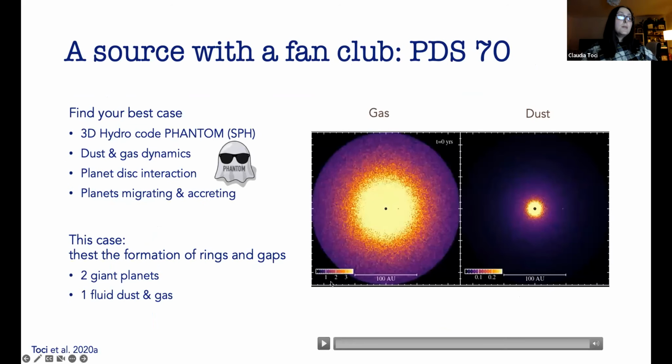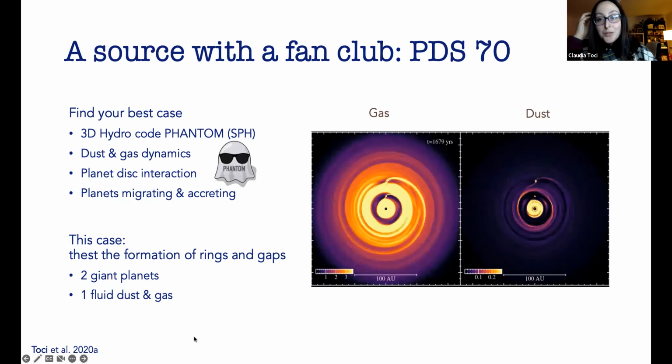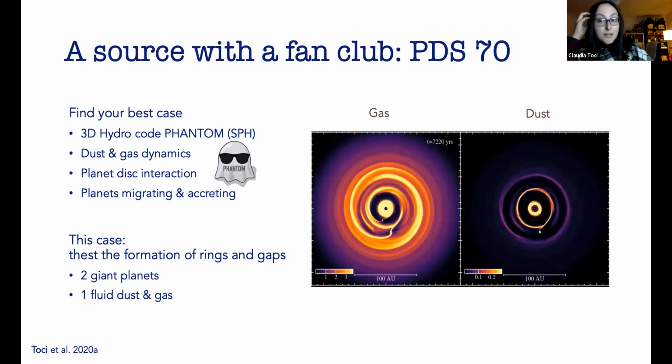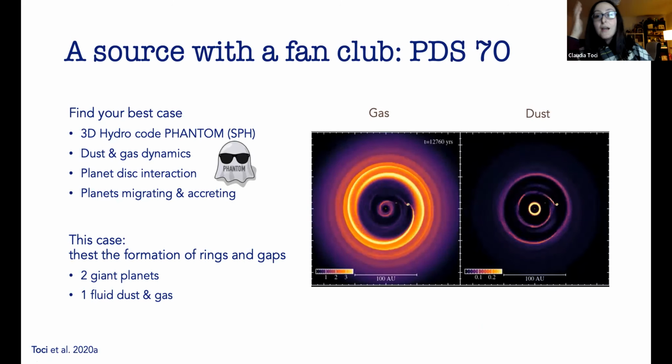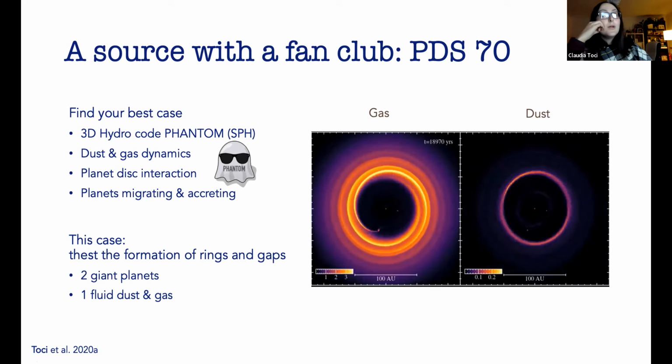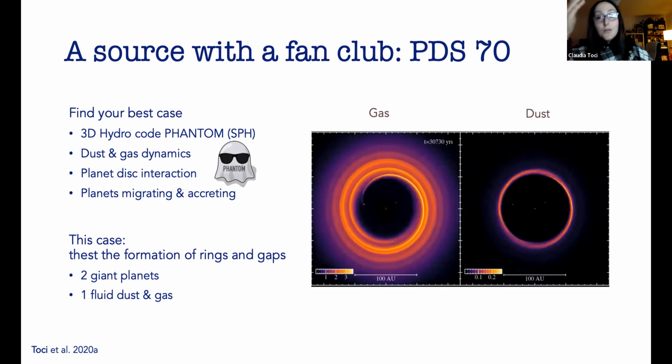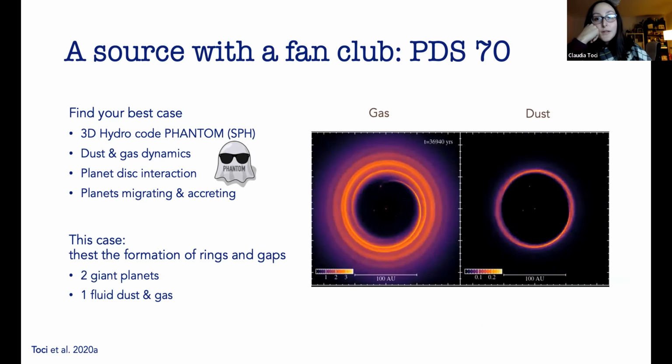But I mean, when I was in Australia and we were doing the Great Barrier conference, I was visiting Melbourne, then we went to the beach, but I also tried to model this very beautiful source, PDS 70, the one that has this wide open cavity.